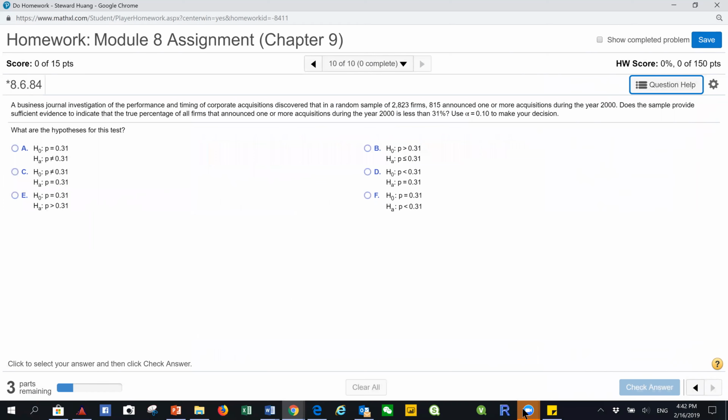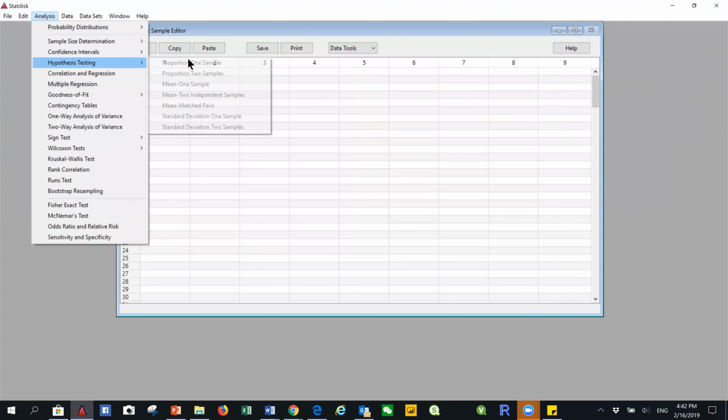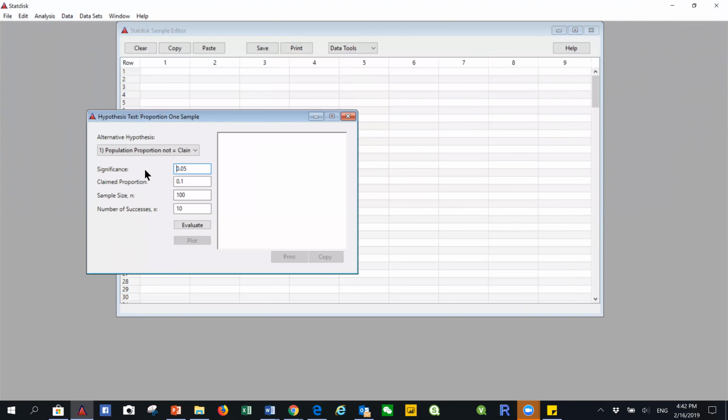So in StatDisk, you can go to Analysis, Hypothesis Testing, Proportion One Sample, plug in N, plug in X as the number of successes. If you don't have X but you have N and p hat, then multiply N by p hat and you will get X, the number of successes. And make sure you plug in the correct alternative hypothesis.